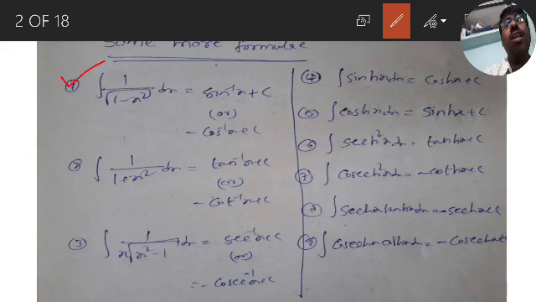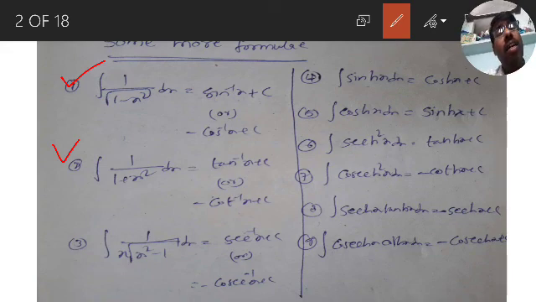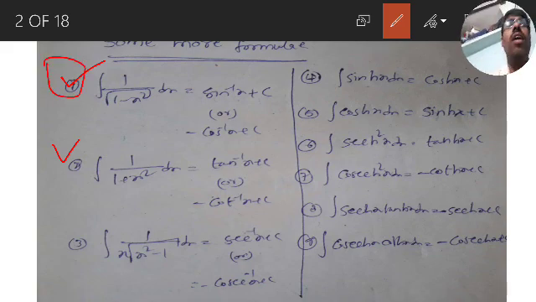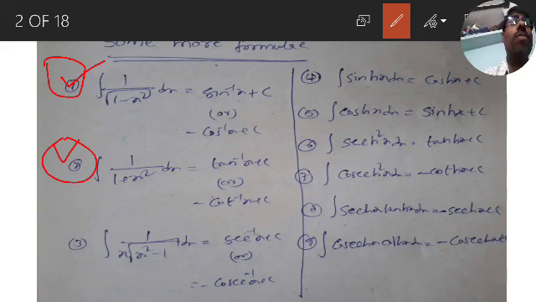Integration of 1 by square root of 1 minus x square dx is sine inverse x plus c or minus cos inverse x plus c. Integration of 1 by 1 plus x square dx is tan inverse x plus c or minus cot inverse x plus c. The third formula we won't use much, but integration of 1 by x into square root of x square minus 1 dx is sec inverse x plus c. So we commonly use these two formulas: integration of 1 by square root of 1 minus x square dx is sine inverse x plus c, and integration of 1 by 1 plus x square is tan inverse x plus c or minus cot inverse x plus c. Now these are the inverse ones.